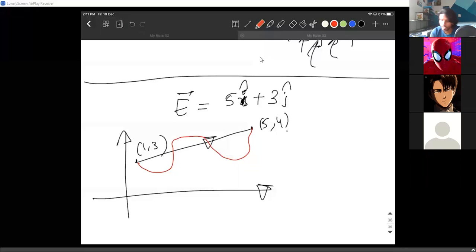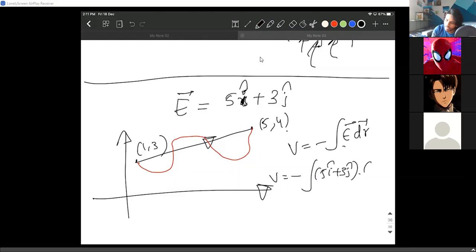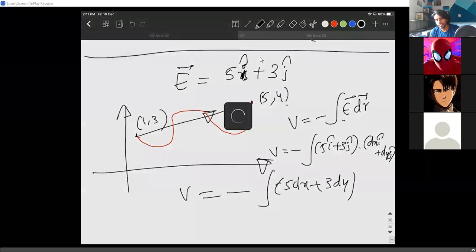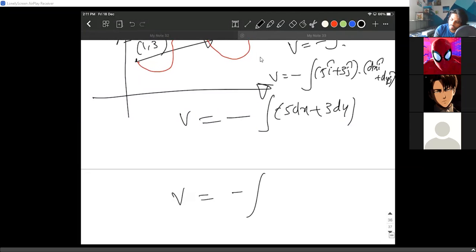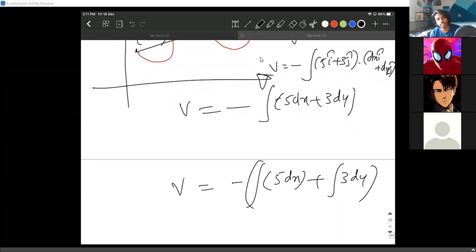Okay, since we're doing it, V equals to minus E dot dr. V equals to minus E is nothing but 5i cap plus 3j cap dot dx i cap plus dy j cap. So to put it really clear, it is 5dx plus 3dy. You can in fact find the answer from this point itself. V equals to minus of integral 5dx plus integral 3dy. So we have to put the limits of x and y right here itself.